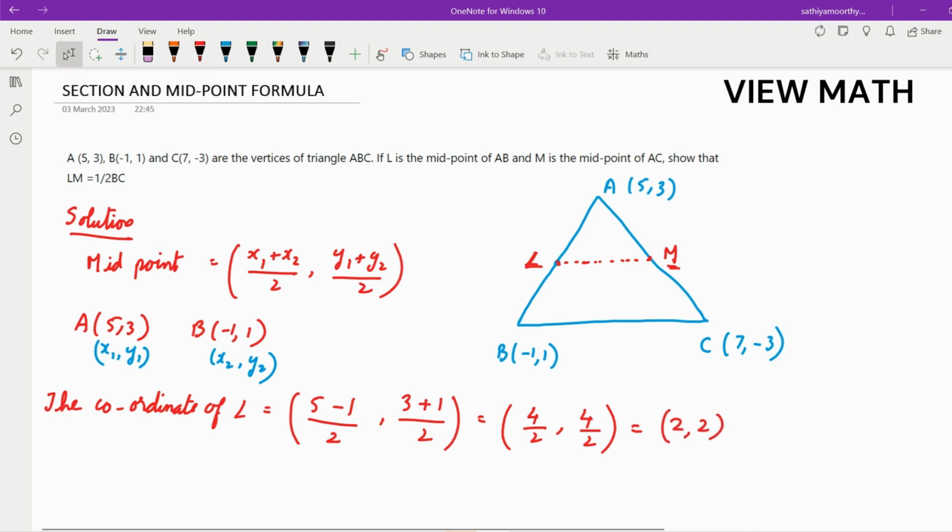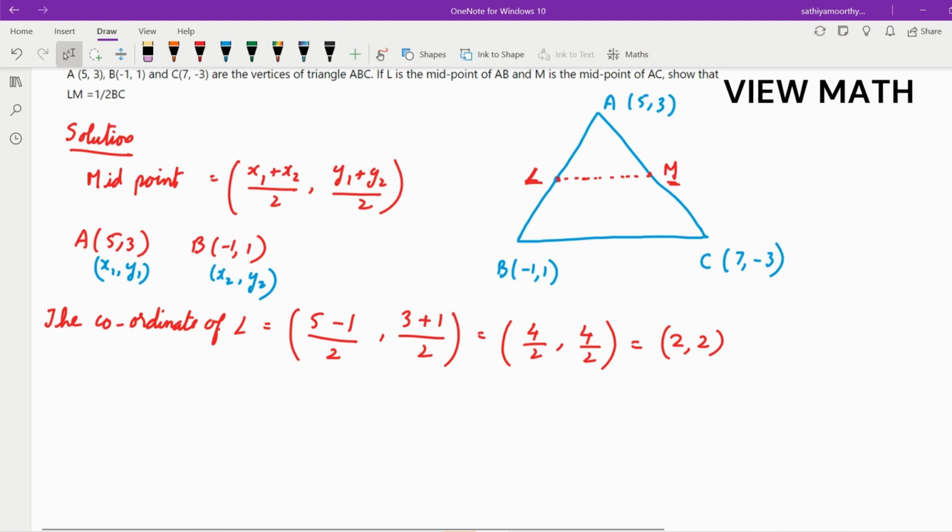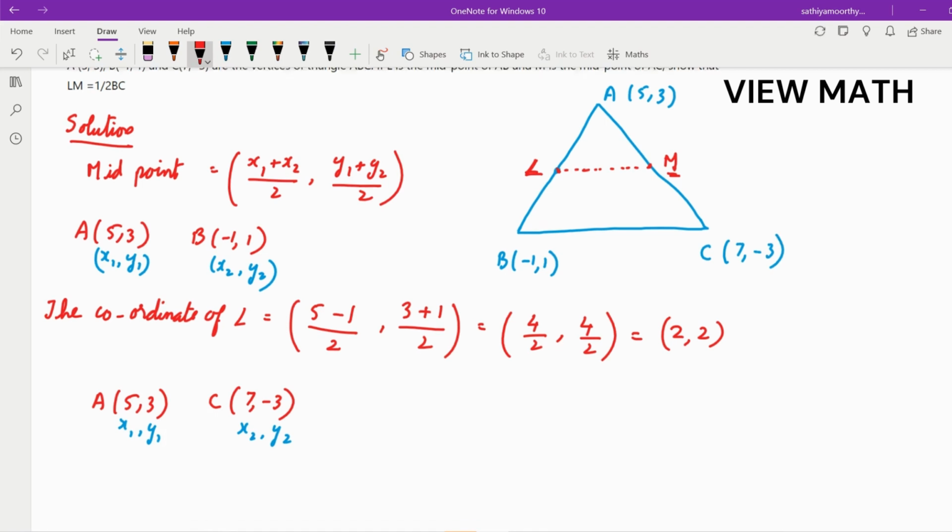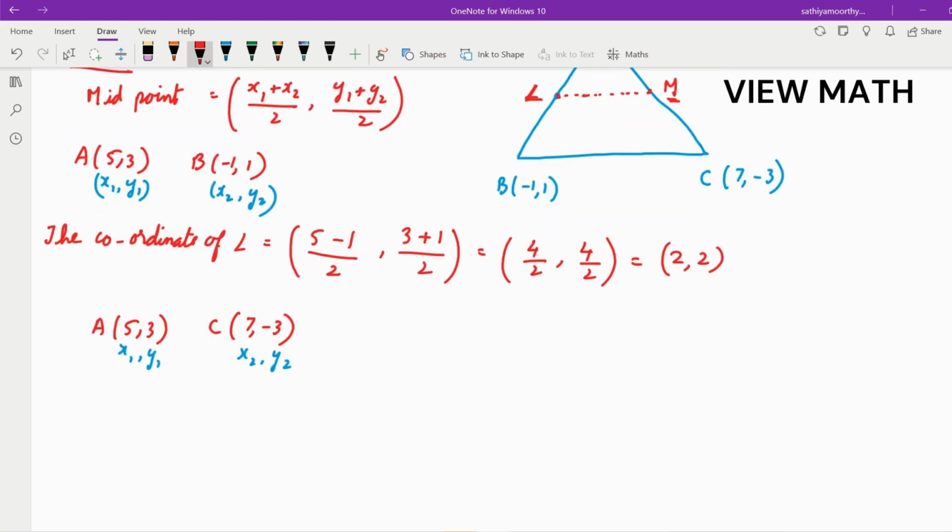Next I am going to find out the coordinate of M using the midpoint formula. Here A is 5, 3 and C is 7, minus 3. So here this is my x1, y1 and x2, y2. Now I am going to find out the coordinate of M, again using the midpoint formula.